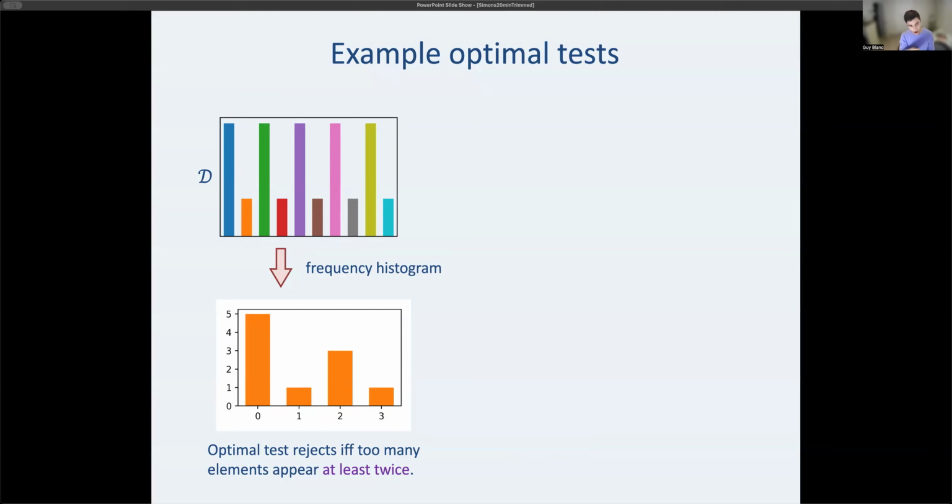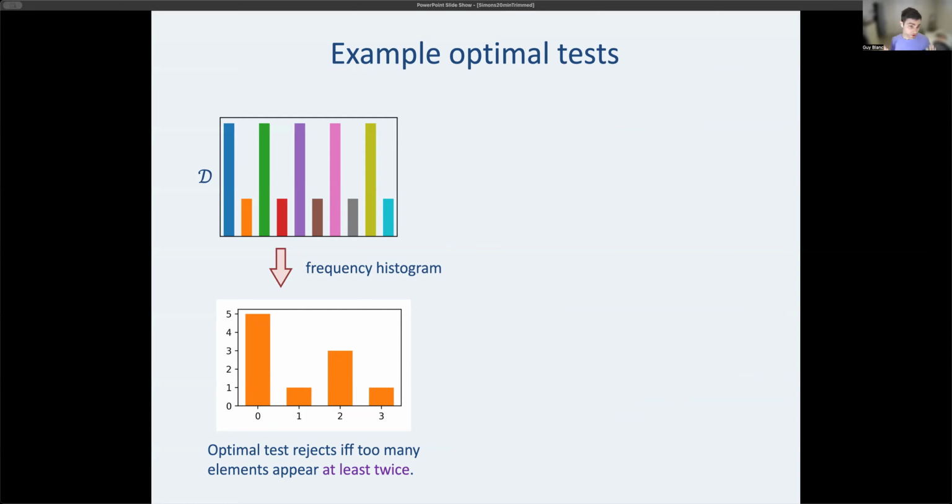A particular object that will be useful in thinking about these uniformity testers is the frequency histogram. The frequency histogram is a way of representing a sample in a very concise manner that does not depend on the labels of various elements. In this particular histogram, it received a sample in which 5 elements appeared 0 times, 1 element appeared once, 3 elements appeared twice, and 1 element appeared 3 times. And we're going to design testers that only work on these frequency histograms. It turns out that it's without loss of generality to only look at this concise histogram representation.